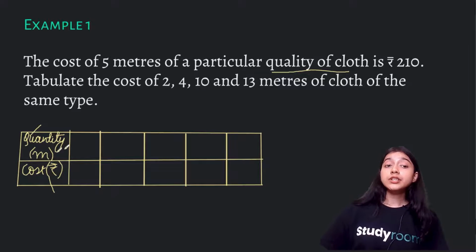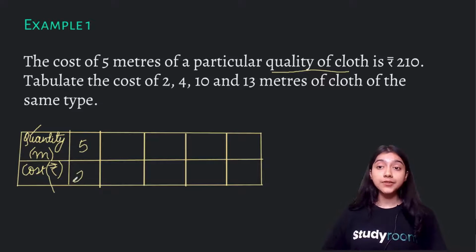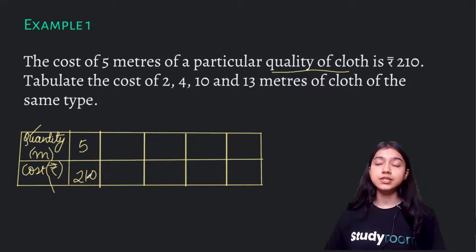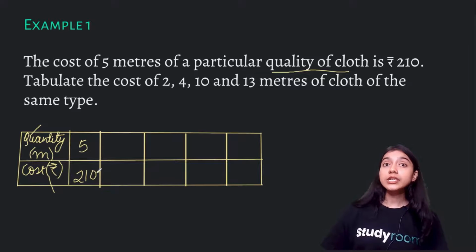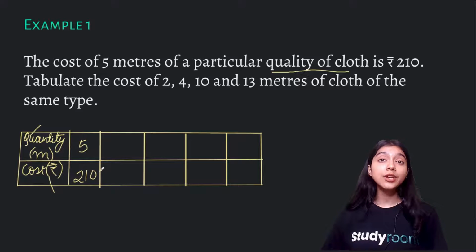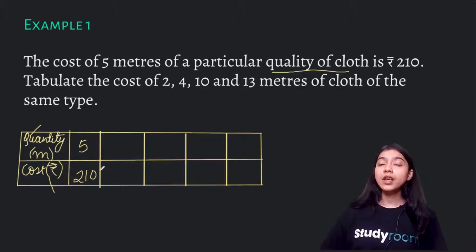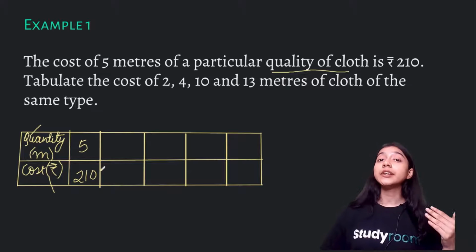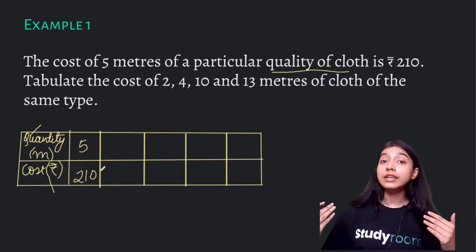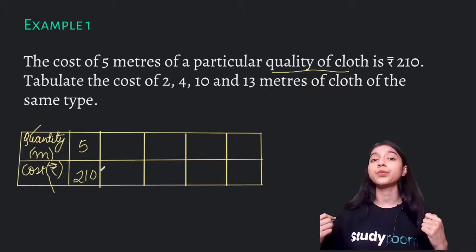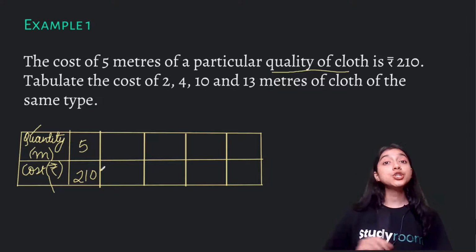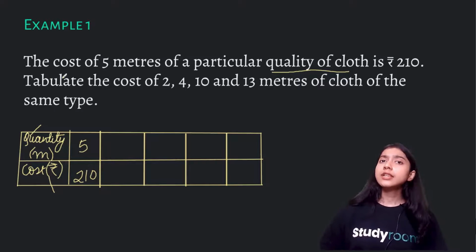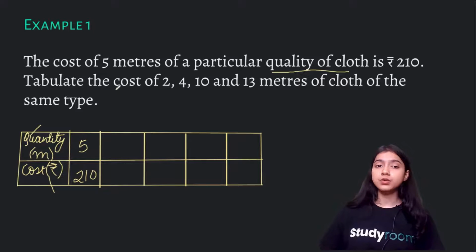Now the quantity of the cloth is 5 meter and the cost given is 210. So this is the first observation that has been given to us. Now let me tell you one thing. Quantity and cost will be in direct proportionate relationship. Why? This will be in direct proportion because when we increase the quantity, its cost also increases in the same proportion. That means the ratio of the two variables is fixed. So let's try finding out the ratio of these two variables.